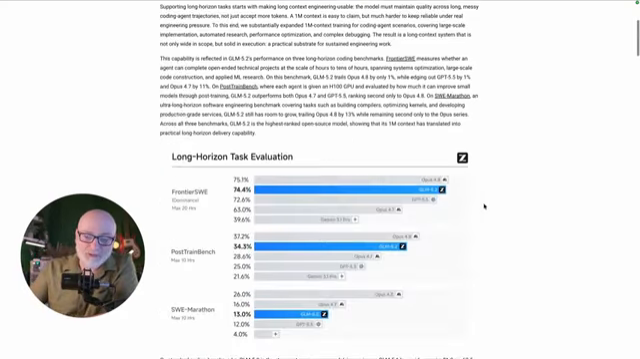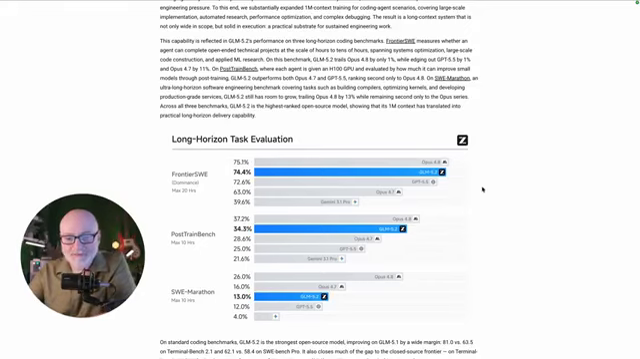A lot of people have been talking about this model in the last couple of days, because it is comparable to Opus 4.8 and sometimes better than GPT 5.5. So if you see what's going on here, it's pretty insane.